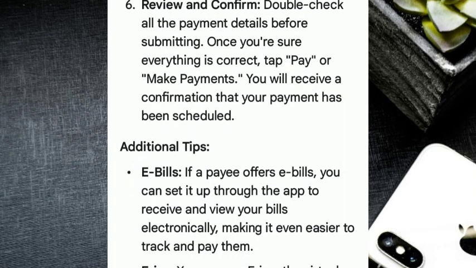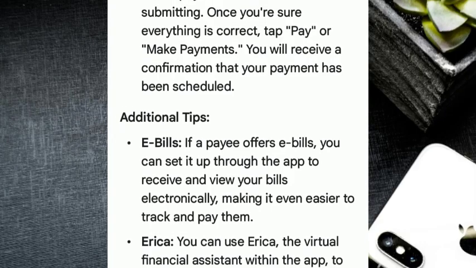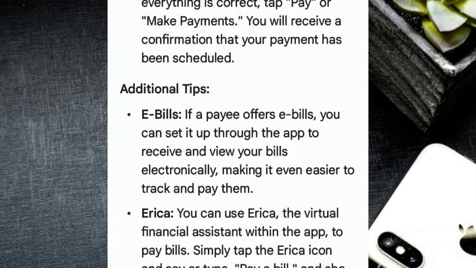6. Review and confirm. Double-check all the payment details before submitting. Once you're sure everything is correct, tap Pay, or Make Payments. You will receive a confirmation that your payment has been scheduled.